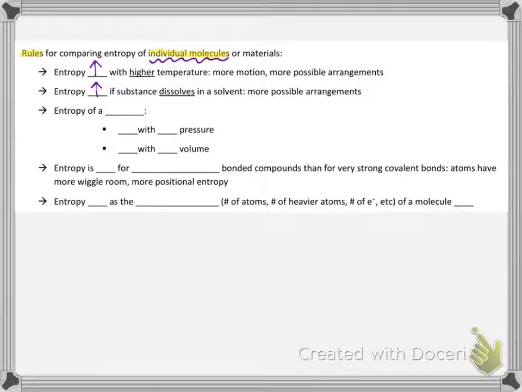Now, when you're considering the entropy of a gas, we have to consider changes in both pressure and volume. Interestingly enough, entropy will go down if you increase pressure, because entropy goes up if you increase volume. Wait, what? Remember, whenever you're changing pressure, think about what that would do to volume. If you decrease the pressure, now it's taking up more space. More space, more possible positions, thus more entropy.